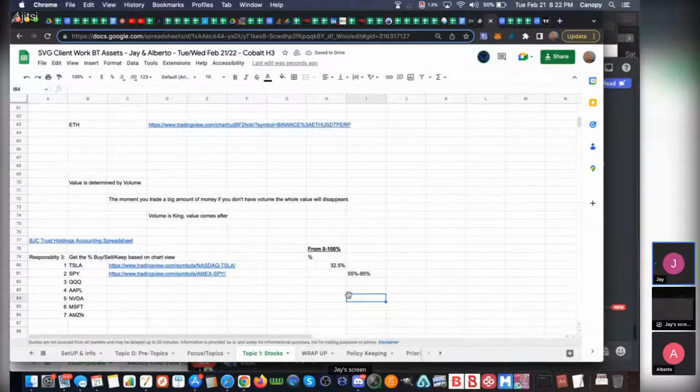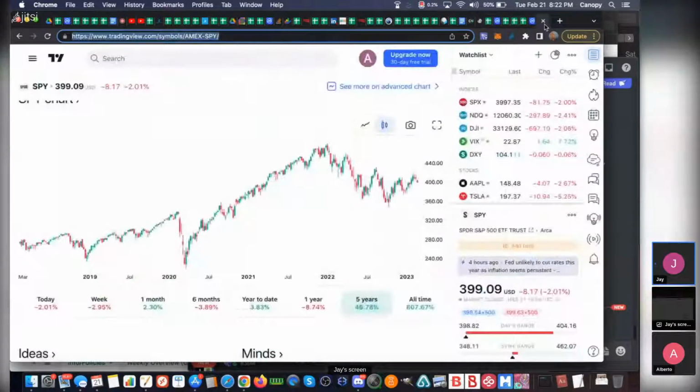If it's going up, but it looks like it's about to crash, that could be anywhere from 0 to 40%. If it looks like it's crashing and it's gone all the way down to the very bottom, that could be 100% or 90% or 80%. So it doesn't matter what direction it's going, really. What matters is the trajectory of where we think it's going to go.